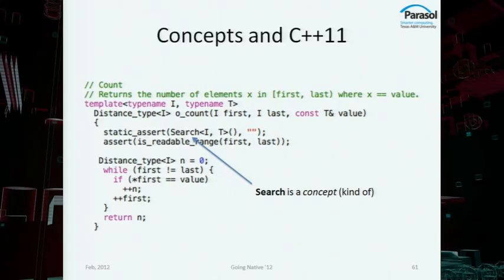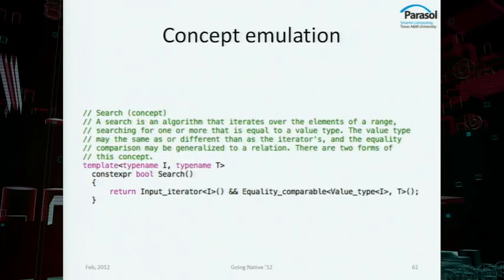The assertion is readable range. Basically it says I have to be able to go from first to last, and dereferencing from each of these iterators must be valid. That doesn't actually do anything at the moment, but it will be specialized for forward iterators, so it actually will do a runtime check if the requirements are met. The implementation is as you would think it is.